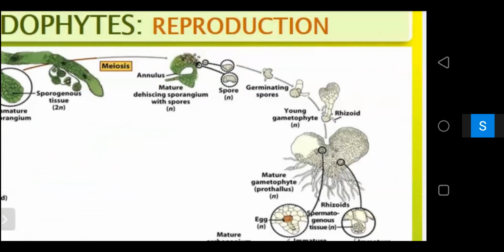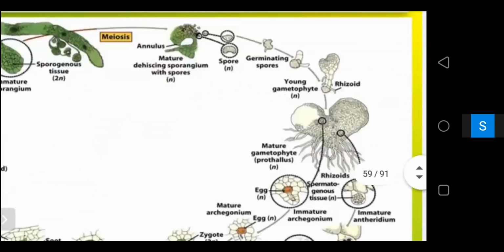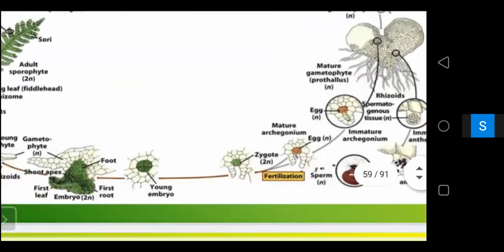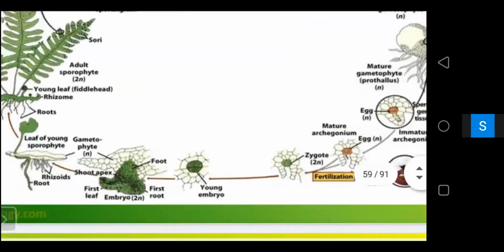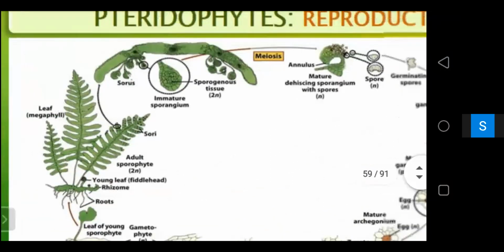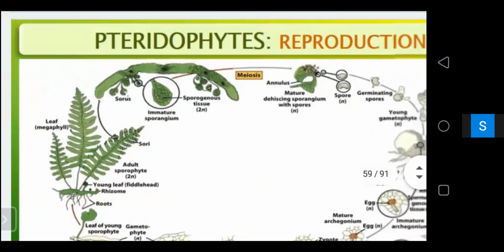archegonia and antheridia. Antheridia produce antherozoids, and via the water they reach the mouth of archegonia. Then fertilization takes place. After fertilization, they form the embryo, and the embryo forms the sporophyte. So this is the whole cycle. The main phase of their life cycle is diploid.